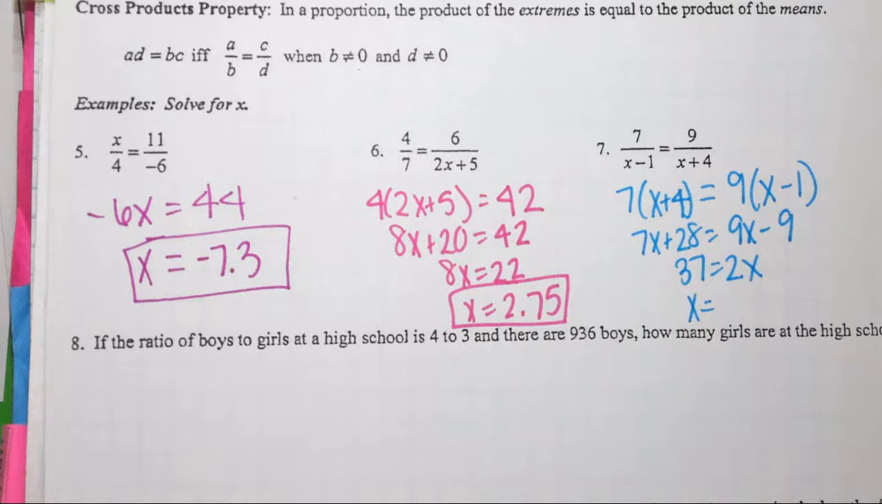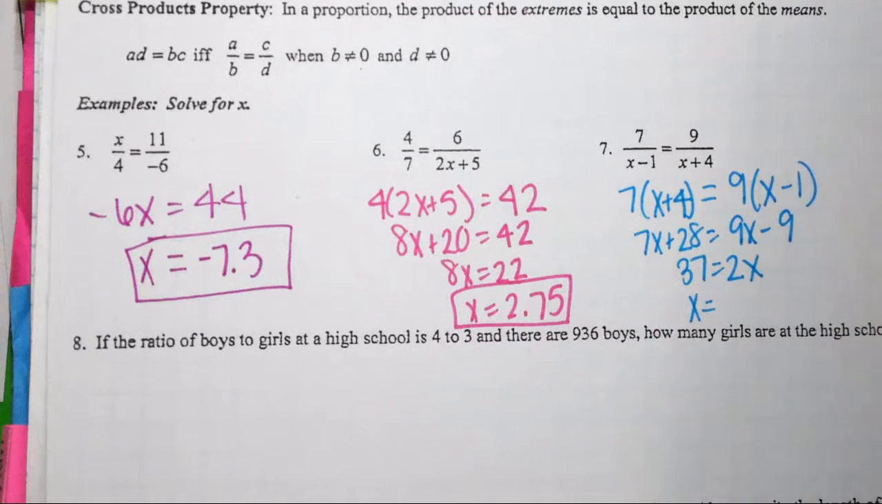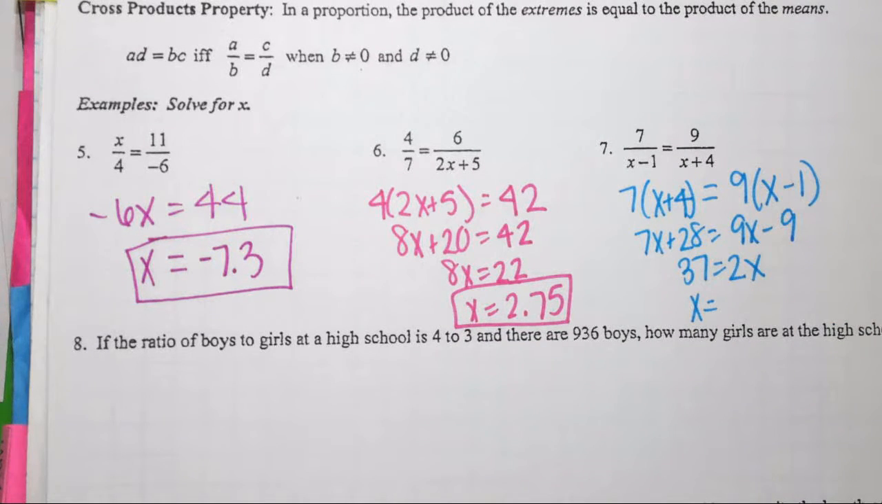I feel like you subtract, not 28. I added 9 to both sides. Oh. Because it's a negative, right? Yeah. I'm sorry. That's okay. Just watch your signs. Be careful of that.